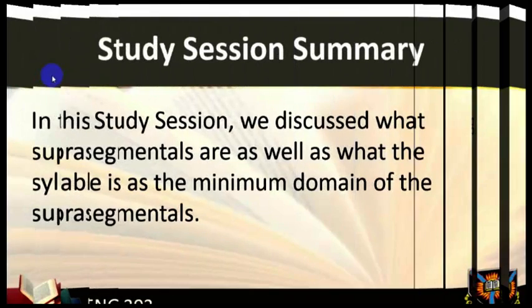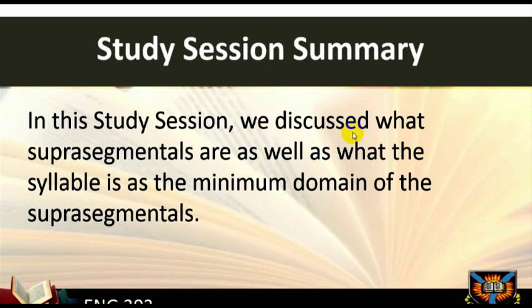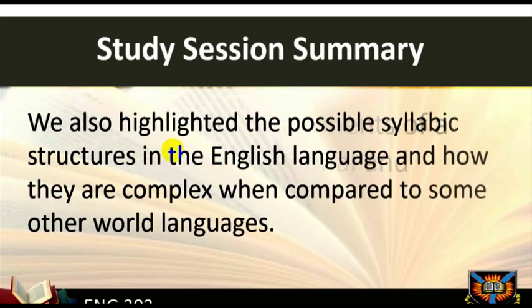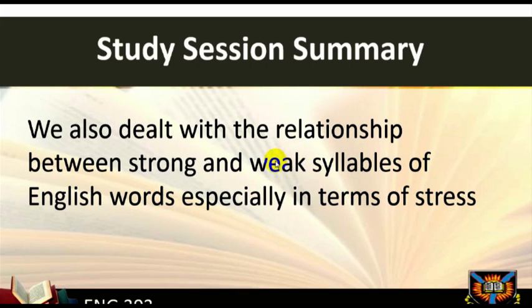Study section summary. In this study section, we discussed what suprasegmentals are as well as what the syllable is as the minimum domain of the suprasegmentals. We discussed the components of a syllable, noting the optional and obligatory parts. We also highlighted the possible syllabic structures in the English language and how they are complex when compared to some other world languages. We also dealt with the relationship between strong and weak syllables of English words, especially in terms of stress. End of study section 7.